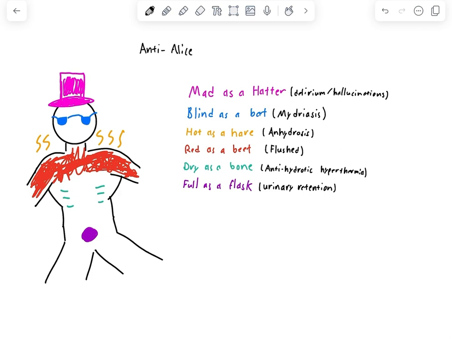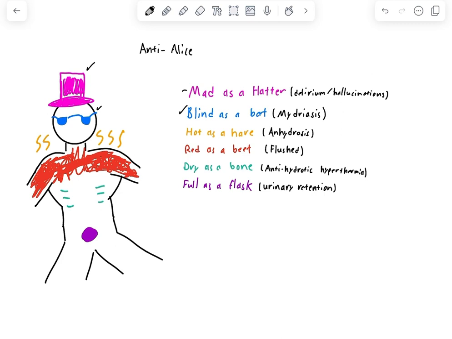So the top hat here, this is just to represent mad as a hatter, and that is going to represent delirium and hallucinations that a patient might present with. Moving on to the sunglasses here. Blind as a bat, that represents mydriasis. Mydriasis is a big, dilated, blown out looking pupil, okay?